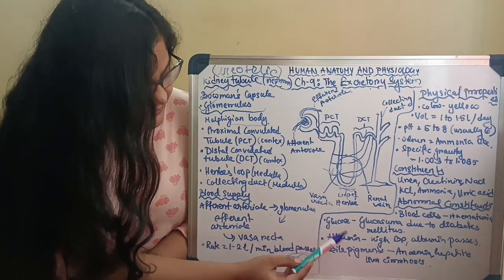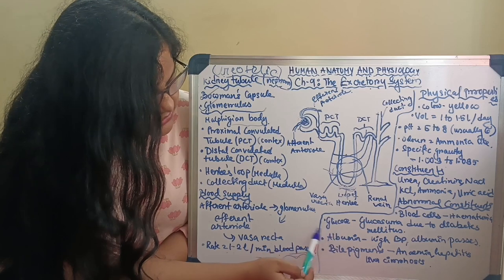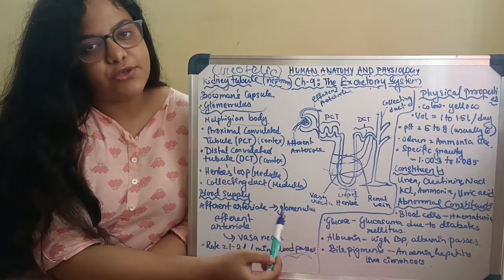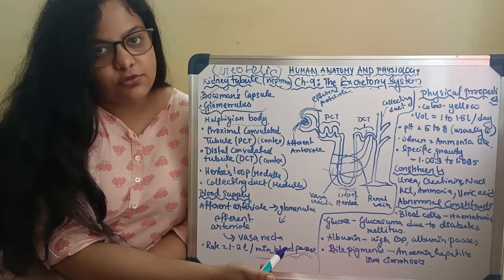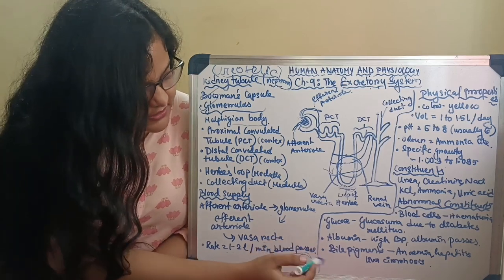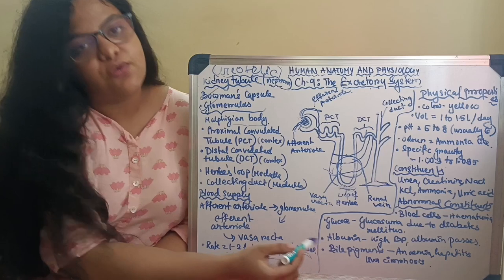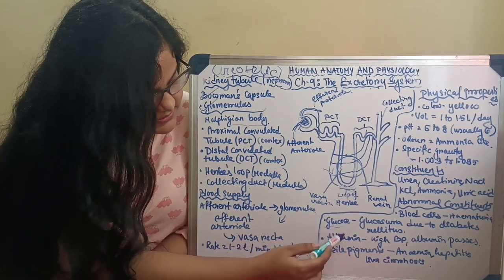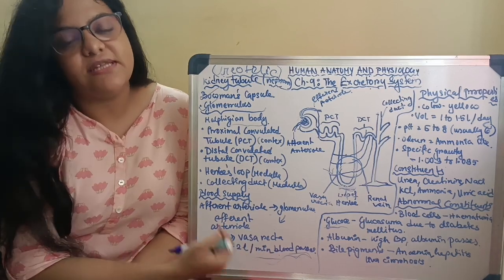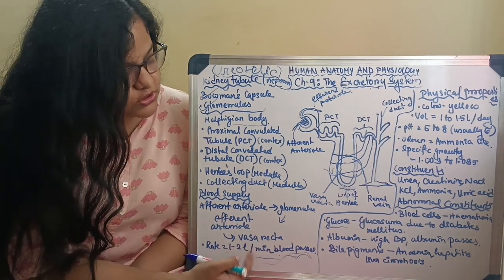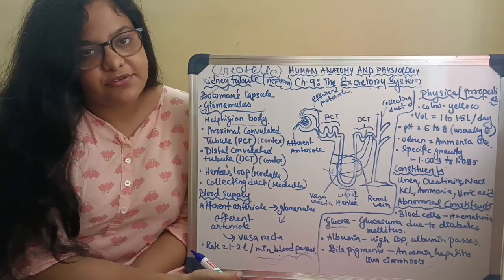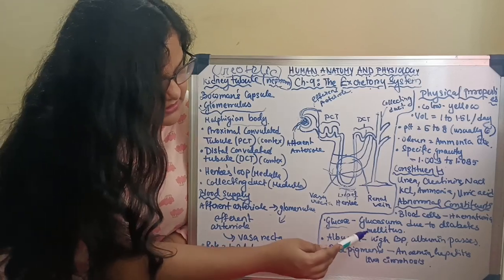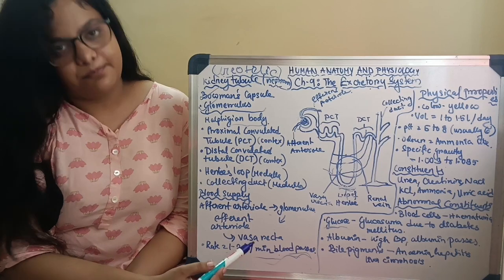Hematuria. Next comes the glucose. Sometimes the excess glucose is passed through the urine, which is not normal at all, and that condition is known as glucosuria. Now why does glucosuria occur? Excess glucose means the body is not able to absorb glucose, or there is excess secretion of glucagon, right? That condition is known as diabetes mellitus.